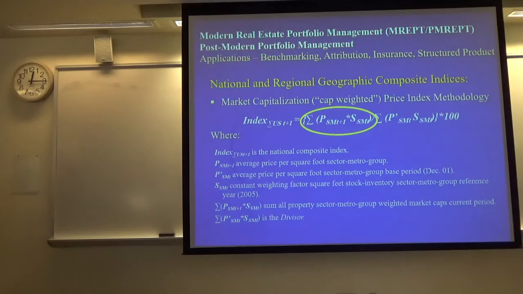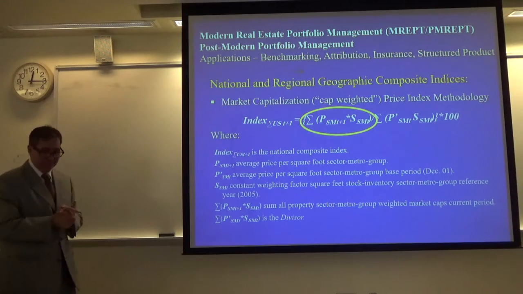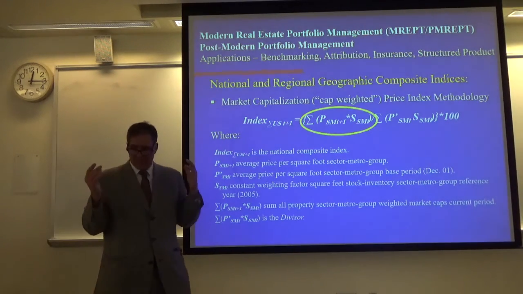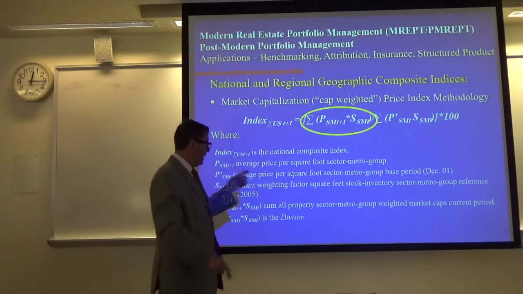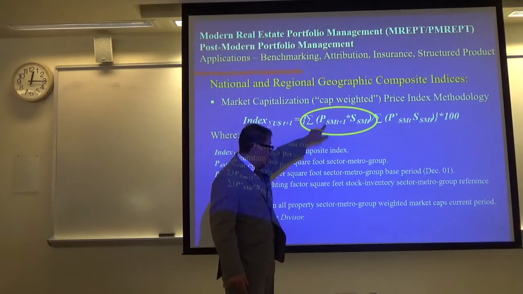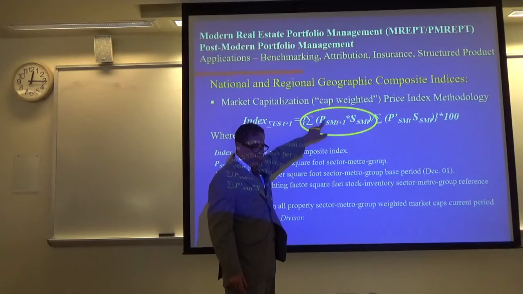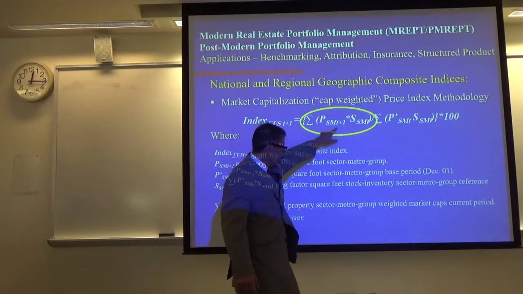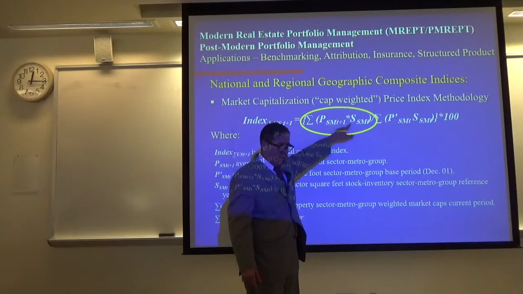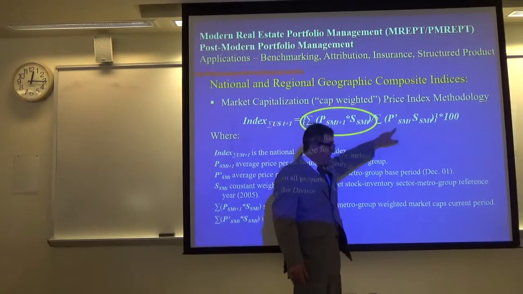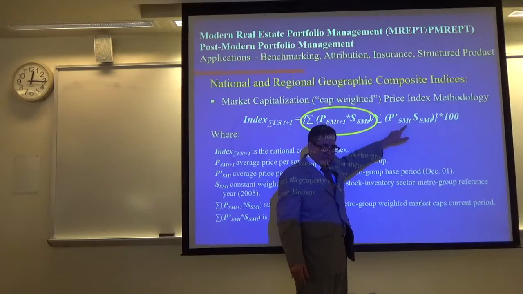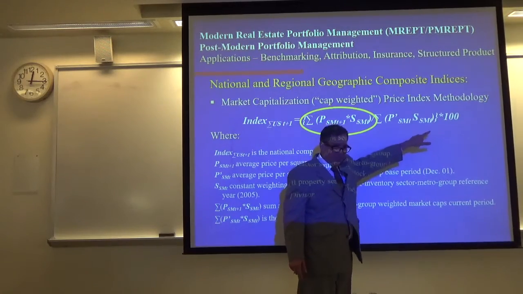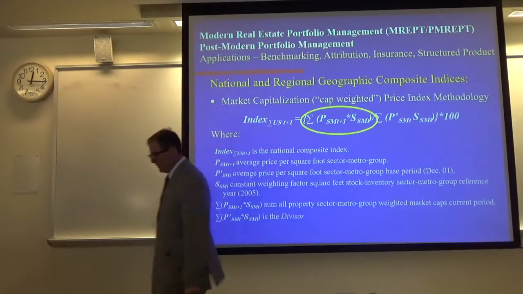Now, the index methodology is just like the S&P 500, because S&P basically gave us the methodology. So what we did was we took the weighted average prices per square foot for each of the individual sectors, multiplied it by the inventory to get the aggregate value. And then we divided the aggregate value by the base period divisor, and then multiplied it by 100 to get the index.